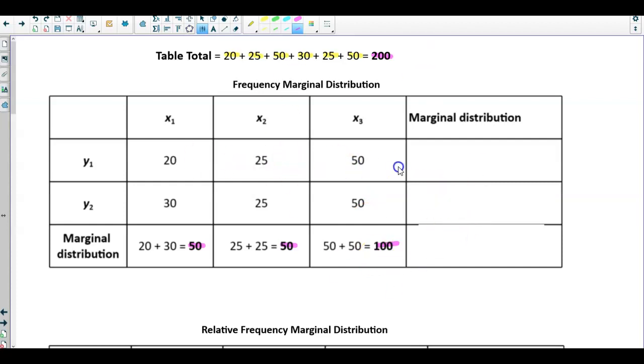Now we're going to add up the totals in the rows. We add together 20 plus 25 plus 50, which gives us 95. And 30 plus 25 plus 50 gives us 105. When we add 105 with 95, we should get 200. When we add 50 plus 50 plus 100, that gives us 200 as well.